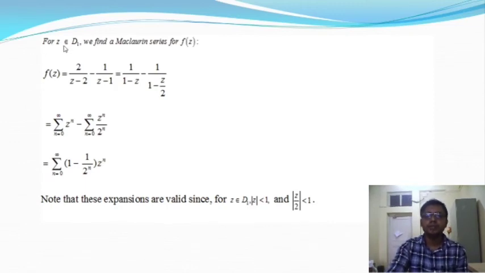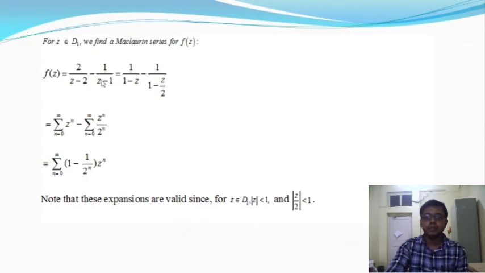So these are the points Z. For all Z belonging to D1, the points lie within the circle D1, that means modulus of Z less than 1. So we find the Maclaurin series around D1. We know f of Z is equal to 2 by (Z minus 2) minus 1 by (Z minus 1). From this we'll get 1 by (1 minus Z), minus, and from the first term taking 2 as common, we get 1 by (1 minus Z by 2).